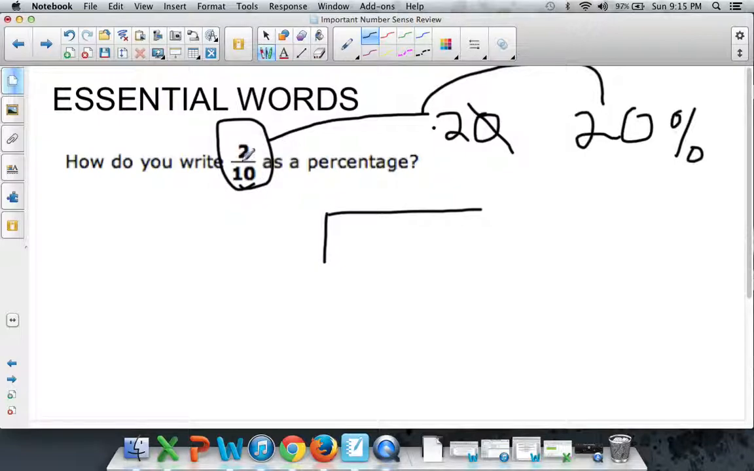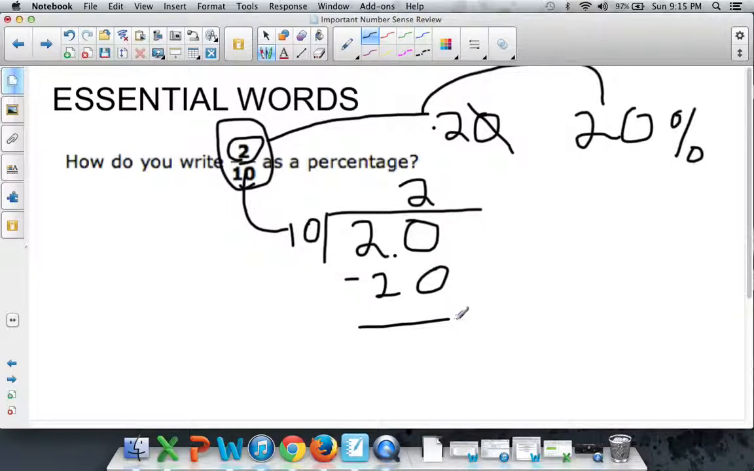You put the number that's up inside the box, on the bottom outside the box. Can 10 fit inside of 2? No, 10 is bigger than 2. So you drop a decimal point and add a 0. Can 10 go into 20? It sure can. Twice. 10 times 2 is 20. 20 minus 20 is 0. We're not going to have a remainder. Hooray for us. Bring your decimal point straight up. And look, we've got 0.2. Just like over here we had 0.2. This one we memorized. This one we divided to get our answer.